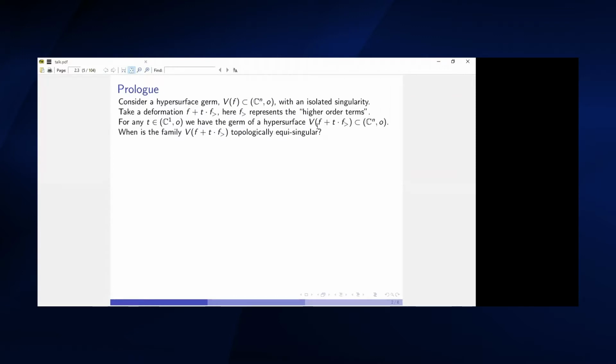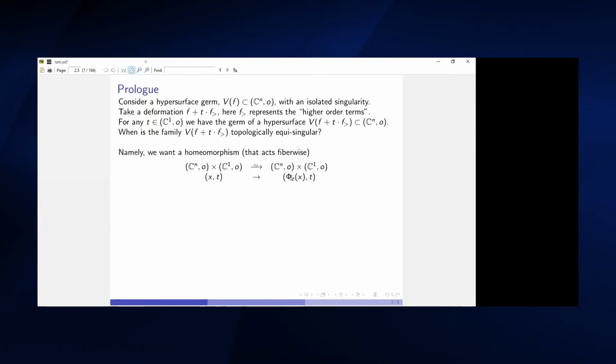And the question is, when is this family topologically equisingular? As the time changes slightly near the origin, when does it remain topologically equisingular? Well, more precisely, we want a homeomorphism that is supposed to act fiber-wise. Yes, so it sends the product of two germs to the product of two germs, and here is how it acts: (x, t) goes to (φt(x), t). So the homeomorphism is identity on the second variable.